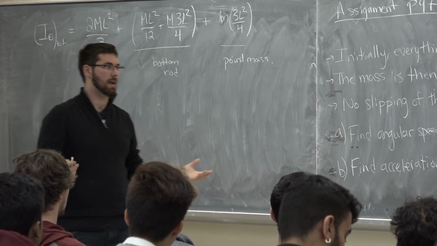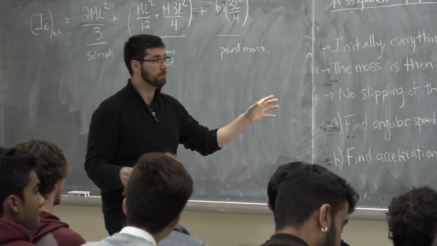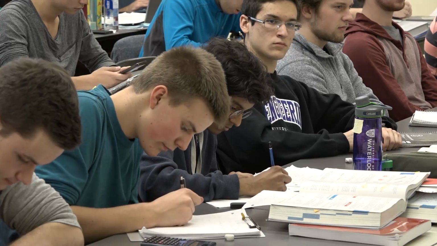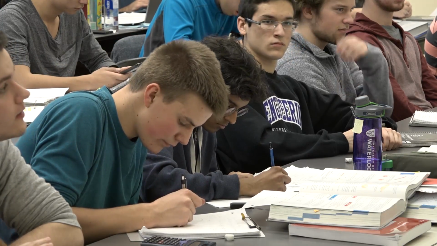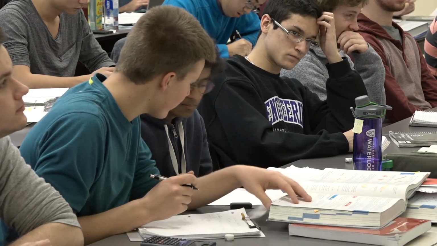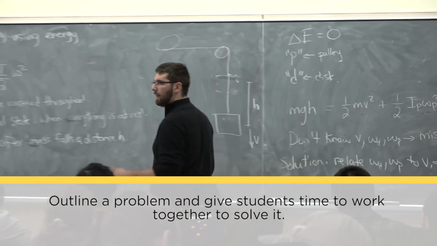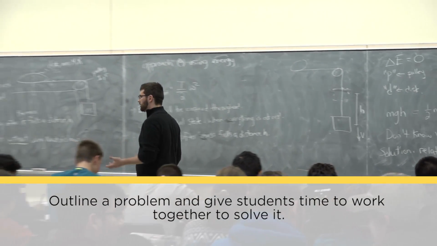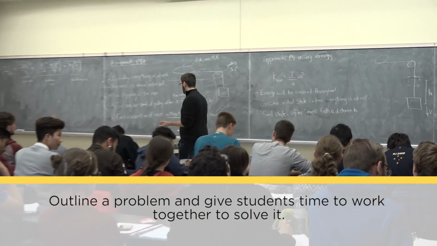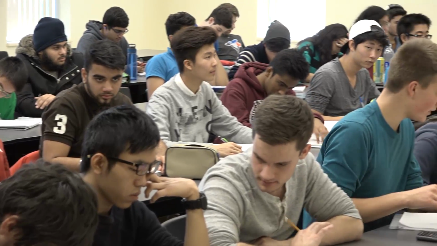No slipping. That's right. If this rope could slip, then I would have no idea how to write omega p and omega d in terms of v. All right. So if you haven't found that relationship yet, think about it a little bit longer, maybe a minute, and then we will wrap this problem up.